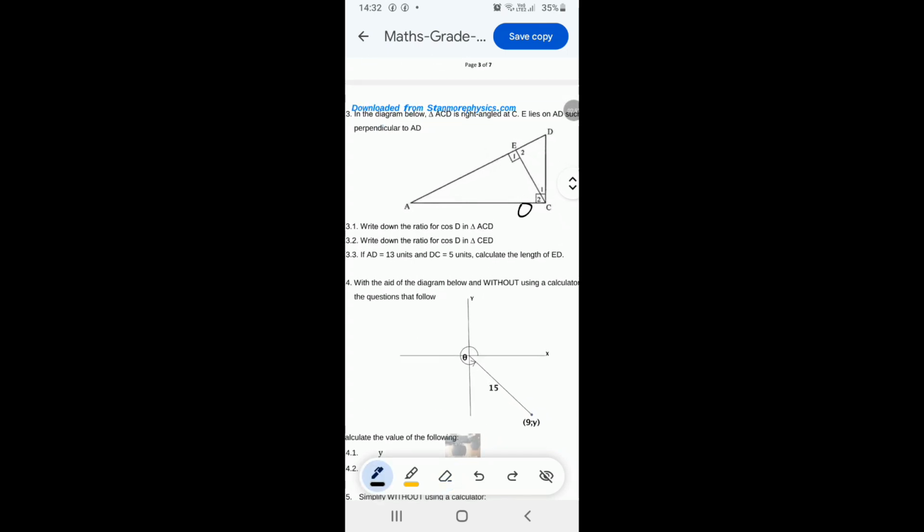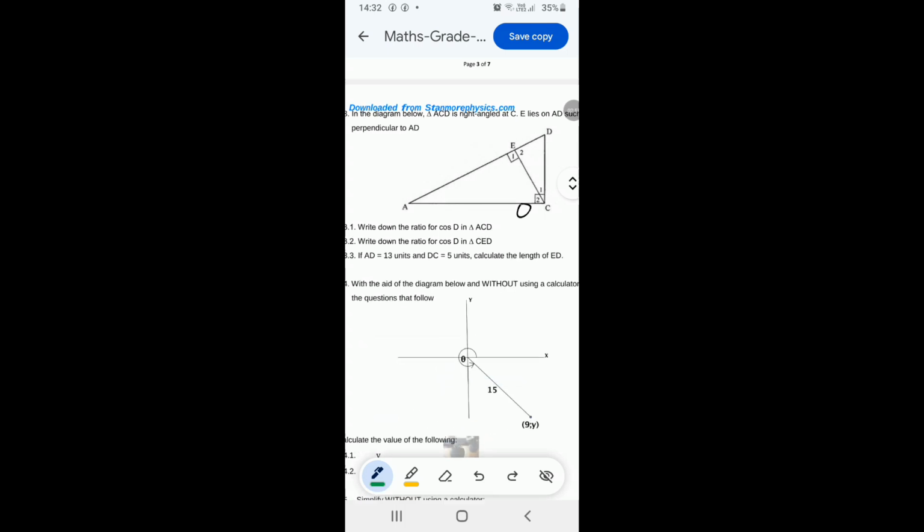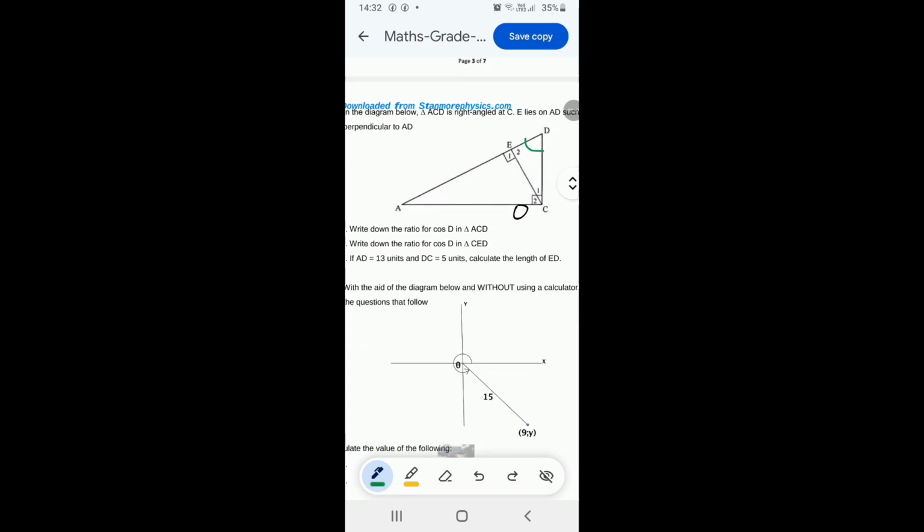3.3. Write down the ratio for cos D. Okay, where is D? Now this is D, and cos is adjacent over hypotenuse. Adjacent is here, hypotenuse is there. So we're going to write cos D is equal to, the ratio is CD as the adjacent, and the hypotenuse is AD. That's what they mean by ratio.